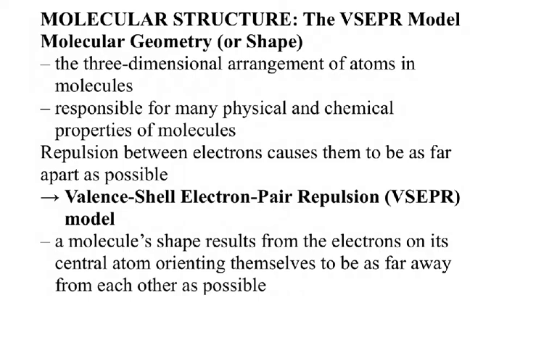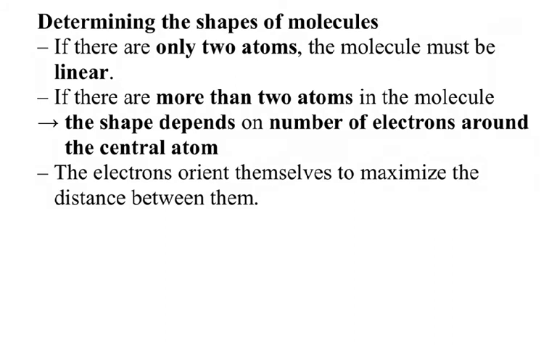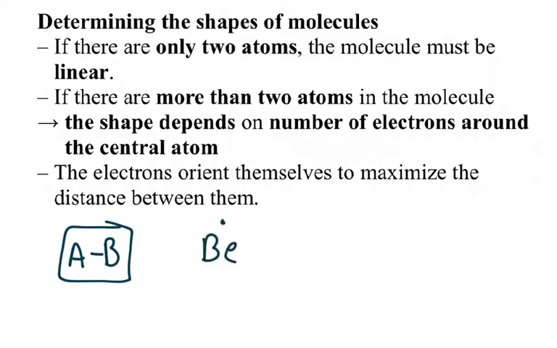As they orient themselves to be as far from each other as possible, they end up predicting the outcome of the three-dimensional shape. If you look here, if you have an example of two atoms connected together, let's call it atom A and atom B, the shape will always be linear. However, if there are more than two atoms forming a molecule, the shape will depend on the number of electrons around the central atom. For example, the element beryllium has two valence electrons.